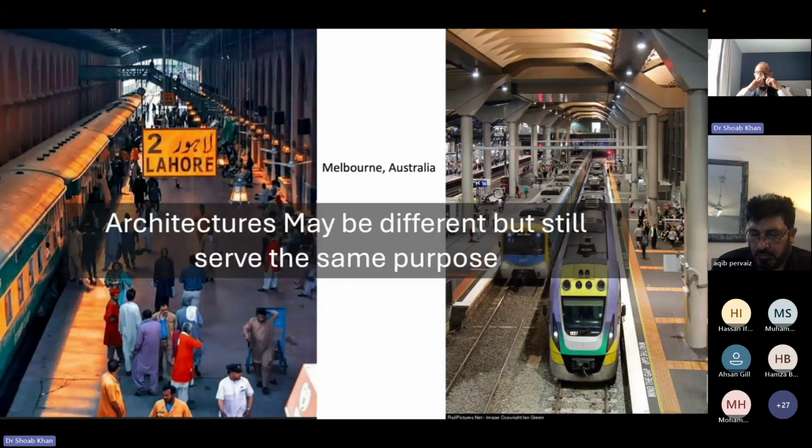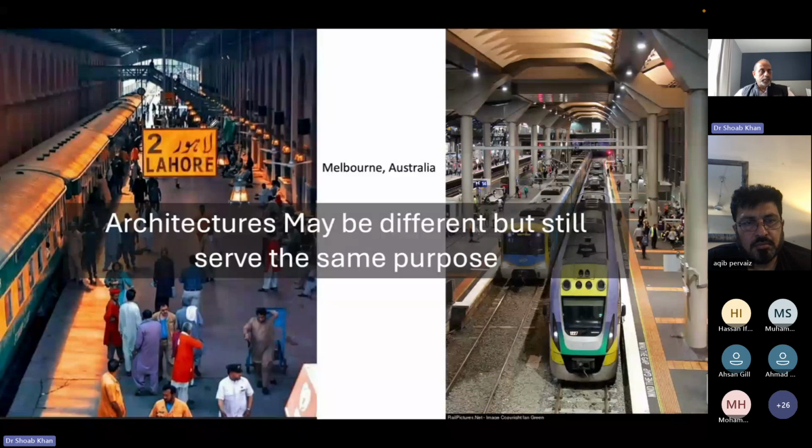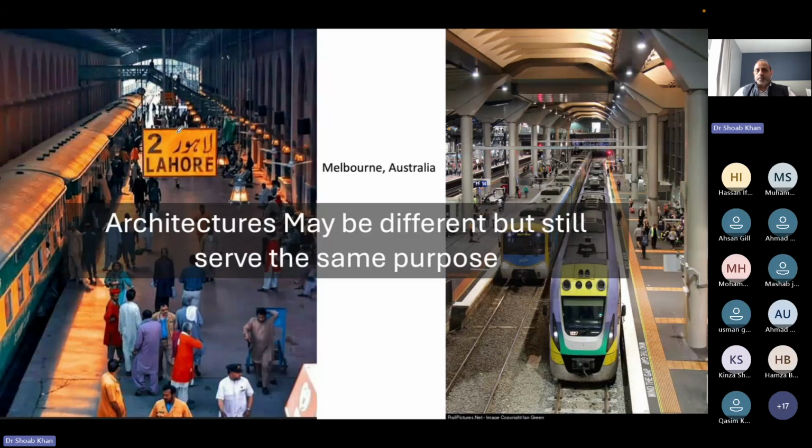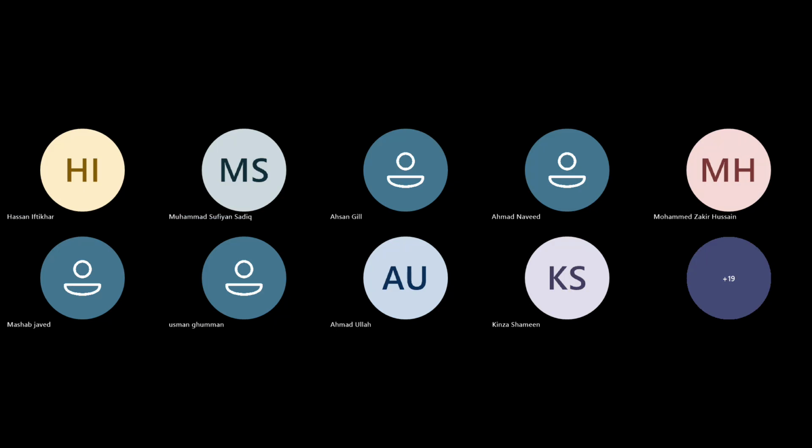And this is again an interesting part, that once we say architecture, for example, on the left you see a railway station in Lahore, platform number 2. And what you see on the right is Melbourne, Australia. So both are doing almost the same thing. Perhaps this railway station was built and designed pre-partition, the Britishers primarily designed it, and we are still using it today. And then you find out many more.